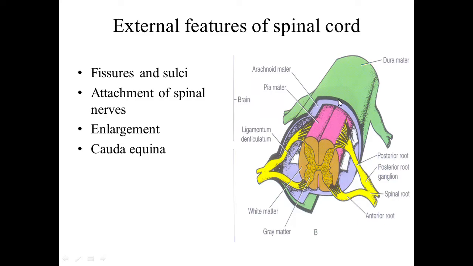Now, if you see the external features of the spinal cord, you can see the fissures and sulci. Then you can see the attachment of the spinal nerves. Then there are enlargements, and lastly the cauda equina.